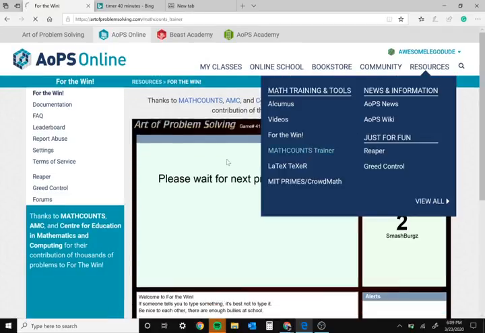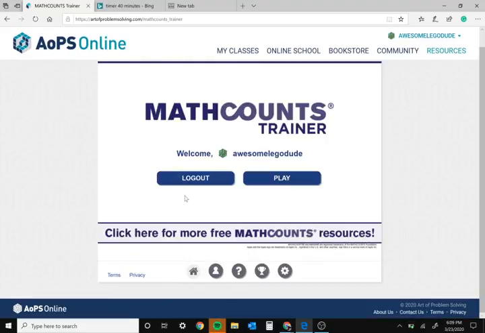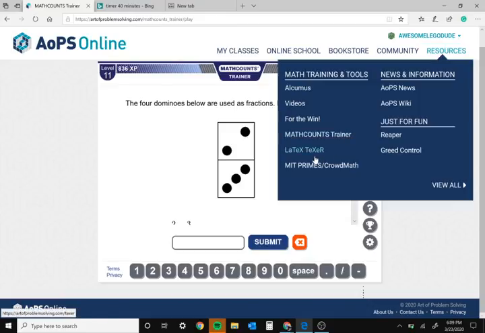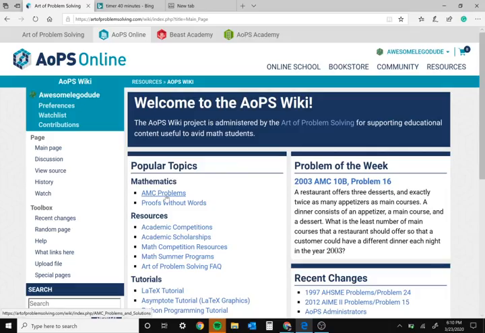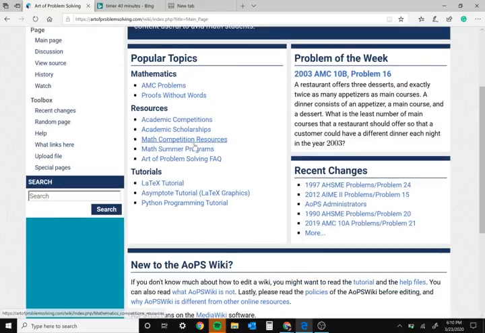MathCounts Trainer basically takes you up from the school level to the chapter level and gives you tons of problems. Oh, I'm on the national level. I didn't even know. Okay. There's LaTeX texturer. MIT Primes is way advanced. LaTeX is for typing LaTeX. Got the AOPS wiki where you can find all the AMC problems from the AMC 8/AJHSME up to the USAMO and IMO. And proofs without words, that's just proofs. Pretty cool stuff.